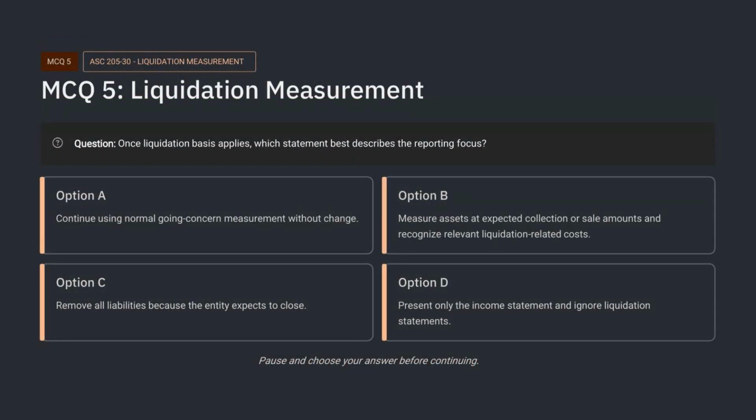MCQ 5 continues the ASC 205-30 but now focuses on measurement. Once liquidation basis applies, what becomes the reporting focus? The key is to remember that normal going concern reporting is no longer the right story. Users want to know what assets may realize, what obligations must be settled, and what costs will arise during the wind down. Choose the option that best describes expected collection, sale amounts, liabilities, and liquidation related costs.